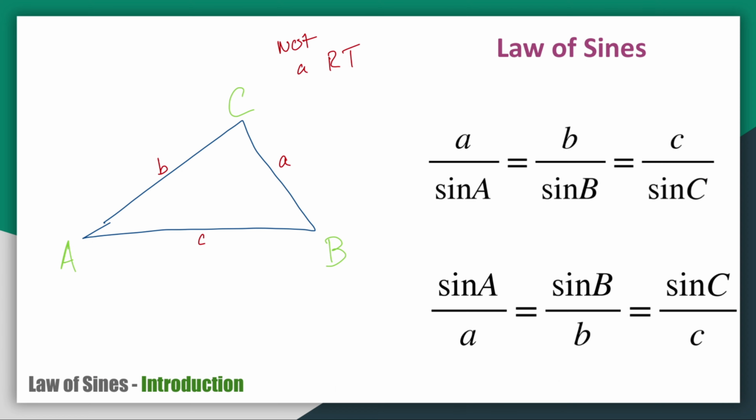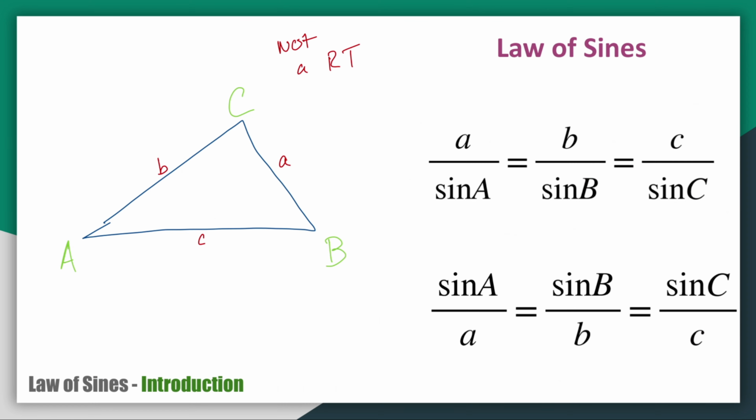But this kind of looks weird. It looks like a triple or double equation here, right? Because we have two equal signs. That's not really what we're saying here. We're just saying that all three of these pieces are equal. So a over sine of A, b over sine of B, and c over sine of C are all equal.